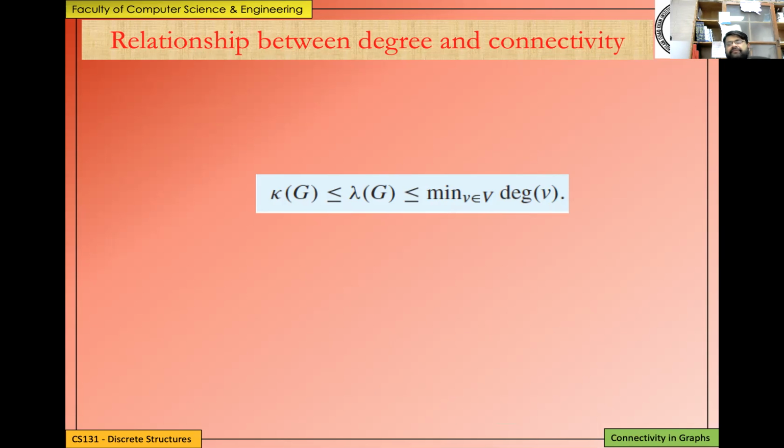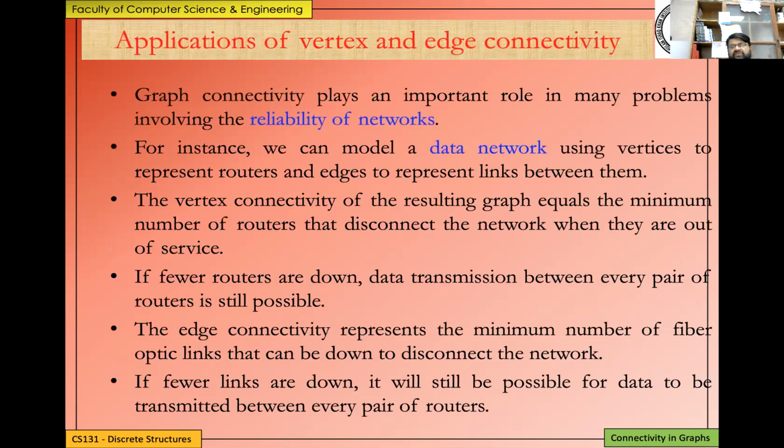So let's see some applications of vertex and edge connectivity. Graph connectivity plays an important role in many problems involving the reliability of networks. For instance, we can model a data network using vertices to represent routers and edges to represent links between them. The vertex connectivity of the resulting graph equals the minimum number of routers that disconnect the network when they are out of service.